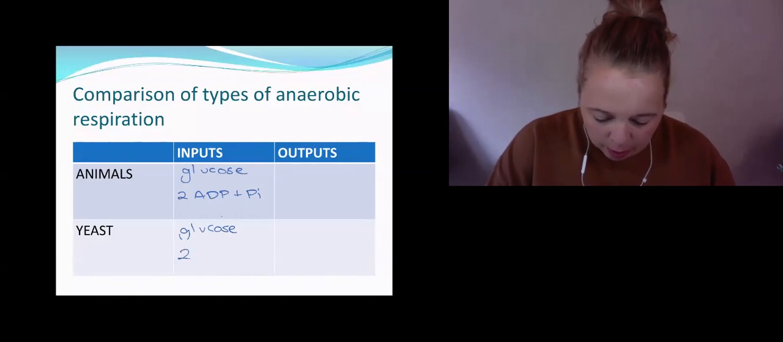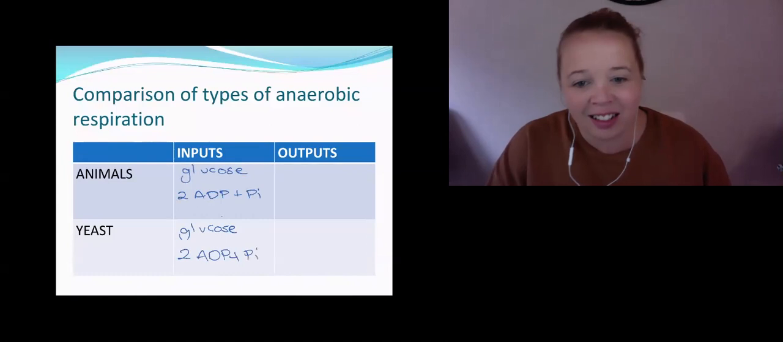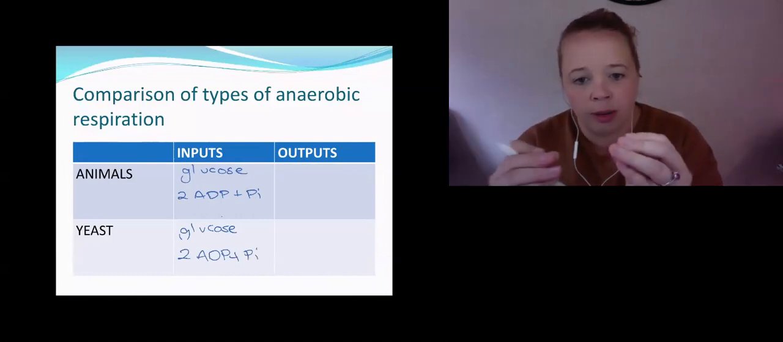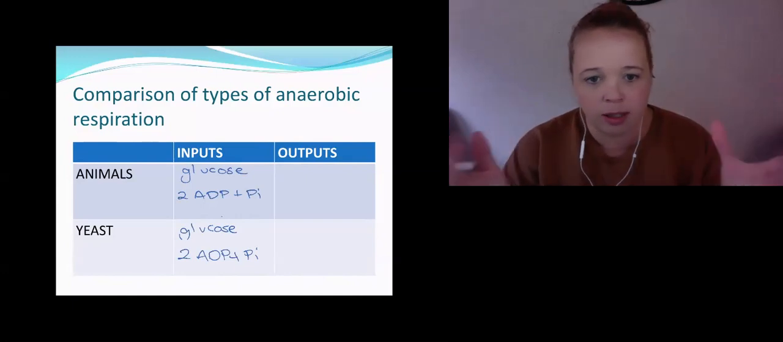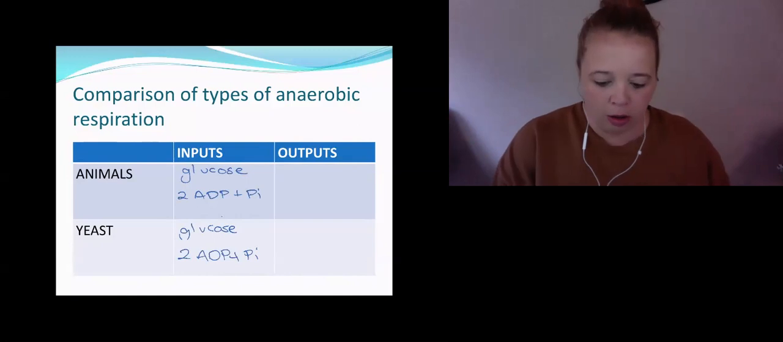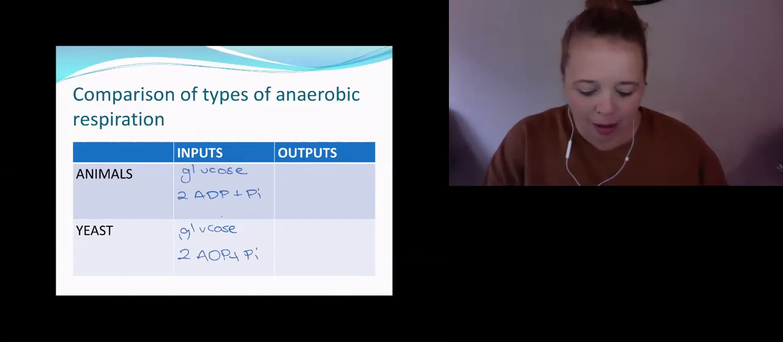So anaerobic respiration plus glycolysis all have identical inputs. So you don't have to remember 3 sets of inputs. If you're talking about anaerobic respiration or glycolysis, we have the same inputs. So we put in glucose and we put in 2 ADP. And this is where it gets a little bit different.